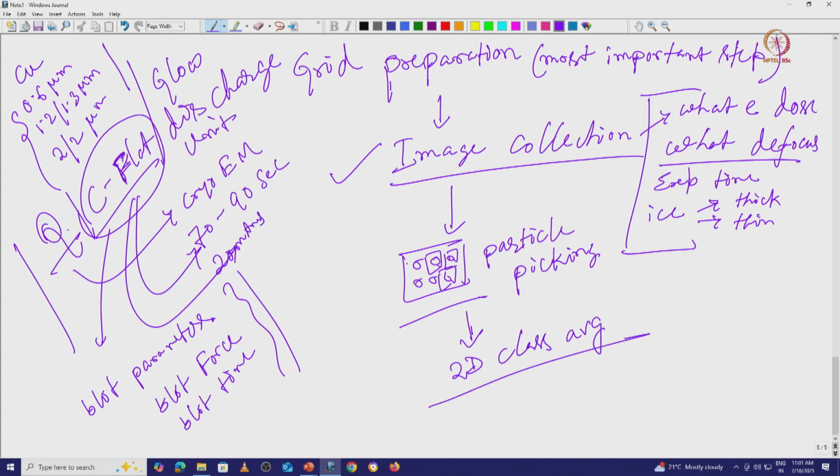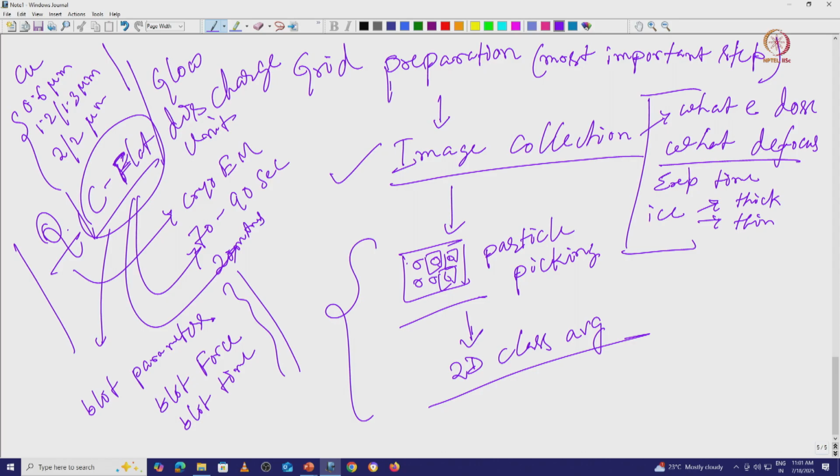So 2D class averages. When this data collection is done, first of all the images we get, we perform the motion correction, because there will be thermal drift or beam induced motion that we already discussed previously. When we are collecting the images, we are not collecting one single integrated image, there are multiple frames. So we have to correct the motion, align the images part by part, and then get the integrated image. When you have the integrated image, that is called motion correction.